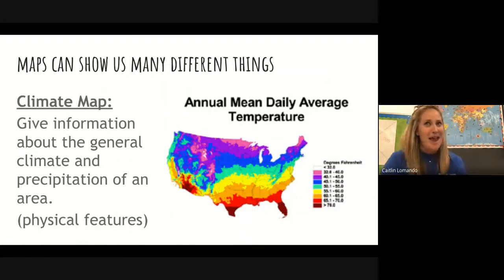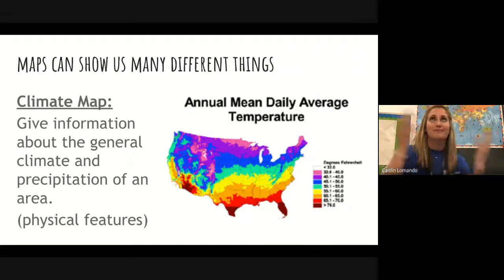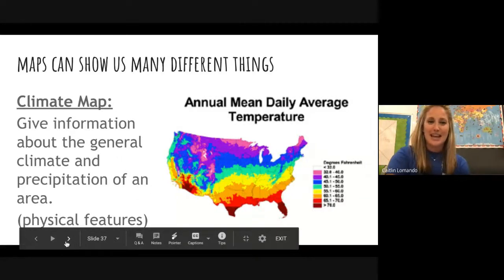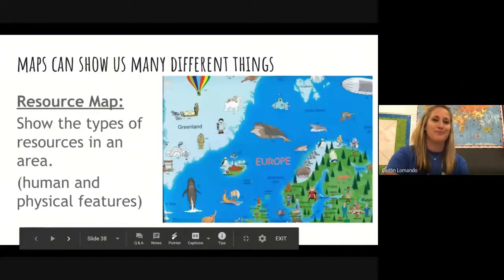A climate map is a super cool type of map. It gives information about the general climate and precipitation of an area. Remember, precipitation is any kind of liquid that falls from the sky. So it could be rain, it could be snow, it could be sleet. If we look on this map, the areas that are red get way less rainfall. And the higher up you go, the more they get. So we live in an area that has a good amount of rainfall.